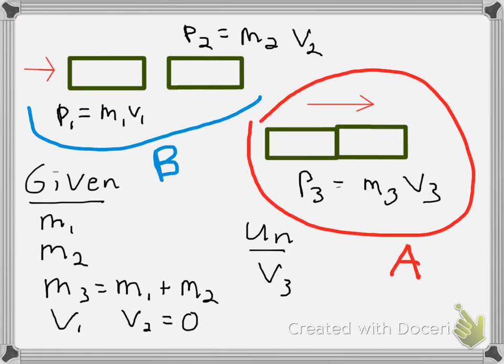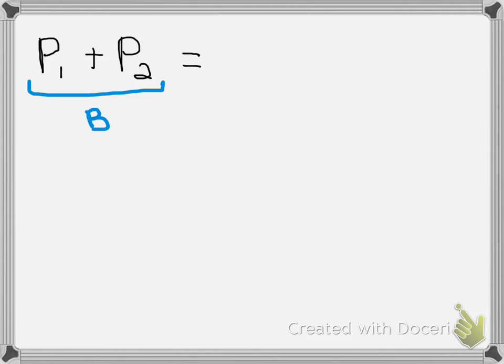Simply that the total momentum beforehand, so let me go to a new screen, and I will write this down. Total momentum beforehand, which in our situation is P1 plus P2. P1 is the momentum of the car that's moving. P2 is the momentum of the car that's not moving. So this is the total momentum before. In fact, I'll go ahead and do this. This is the momentum before equals the total momentum afterwards, which is P3.